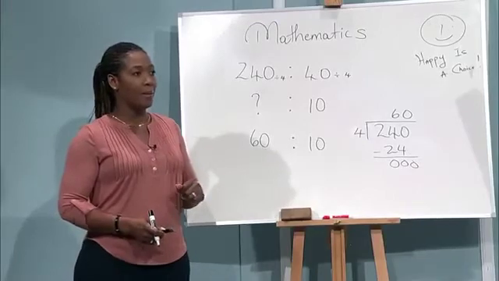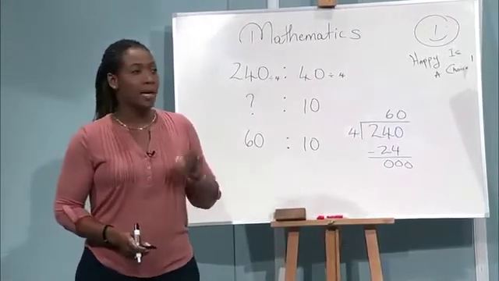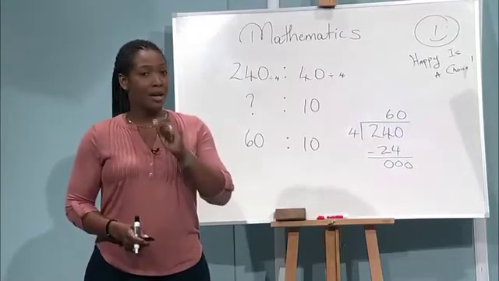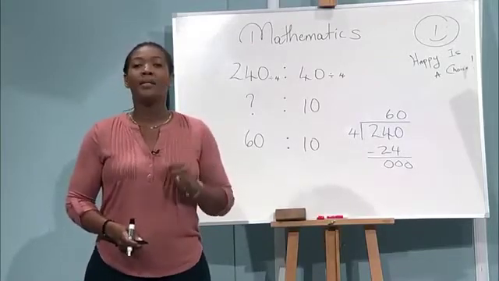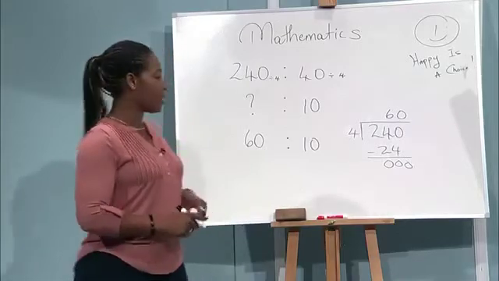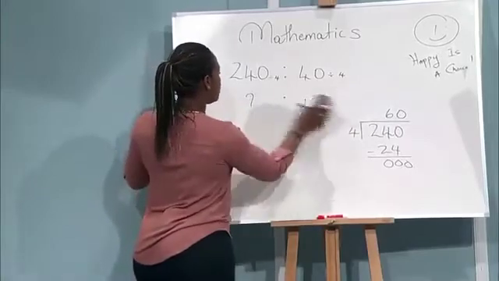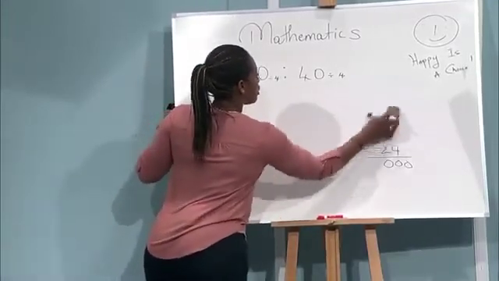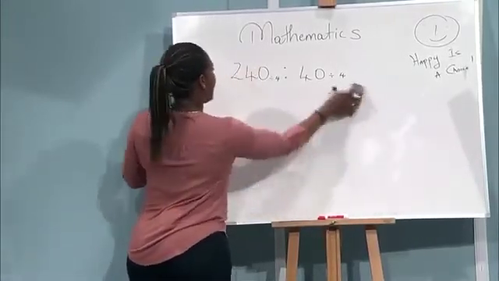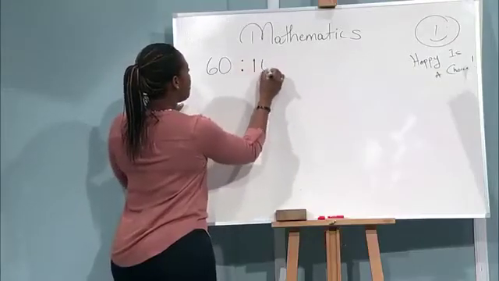All right, now what happens? So since they took 10 minutes to make 60 tires, my question for you is, how many tires will they make in 1 hour? All right, so let's see how we can work that out. So I am going to just take some of this off the board. So we now know that 60 tires are made in 10 minutes.